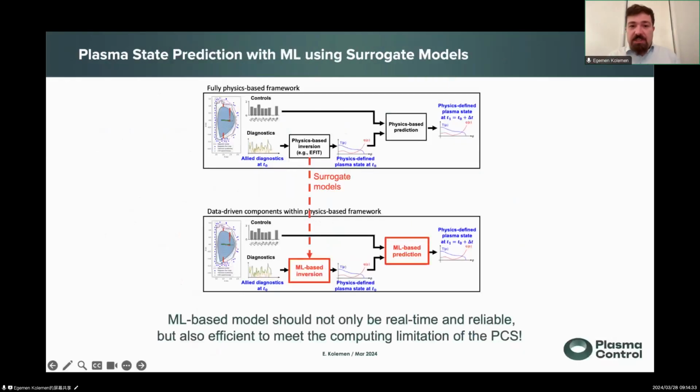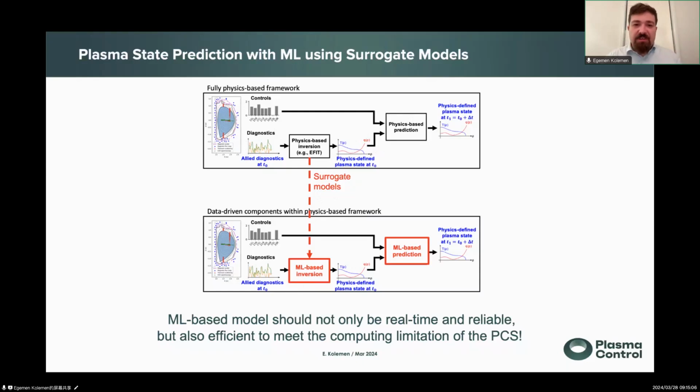So historically, this was done by, like I said, EFIT, it's a Grad-Shafranov solver, solves that PDE. And you go from diagnostics here. These are all the diagnostics. You go to the physics-defined 0D profiles. And then you have some physics-based prediction. So first, I'm going to talk about the surrogate model. So basically, we take this module that takes the diagnostics and gives you the equilibrium and turn it into some machine learning-based inversion.